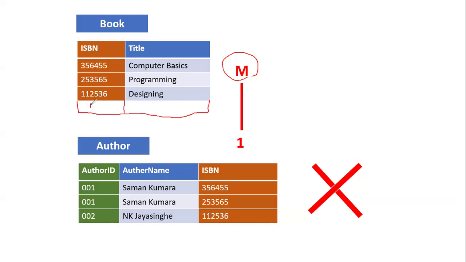The number is 1, 2, let's say 1, 2, 3, and the book name is ABC. So now I have a book, written by, let's say, the first author, Saman Kumar. Then again, I have to repeat the same thing: 001, and the name here, and book number 1, 2, 3.